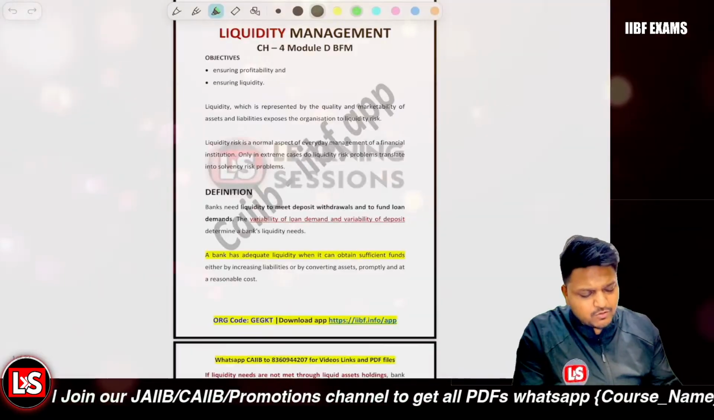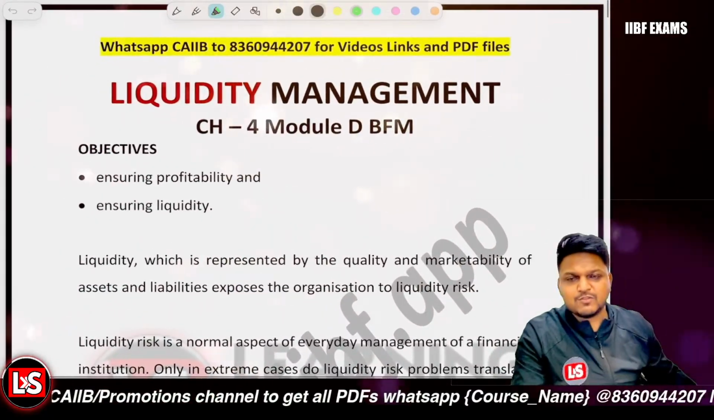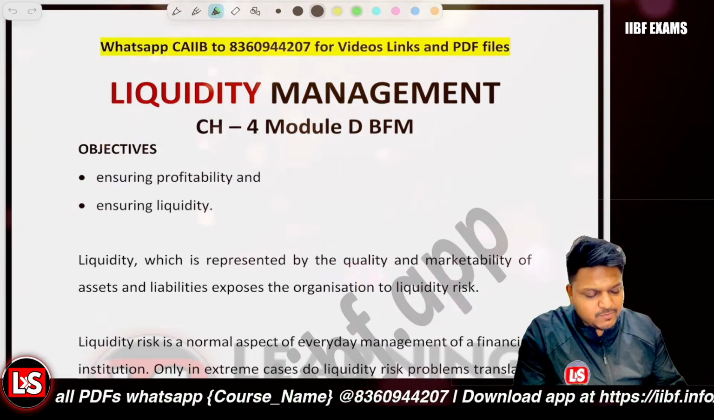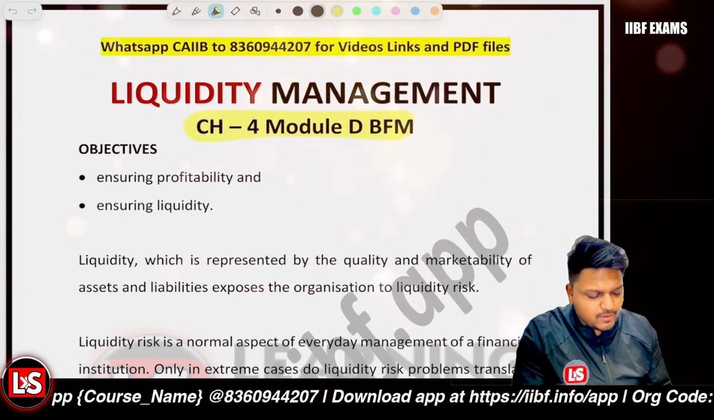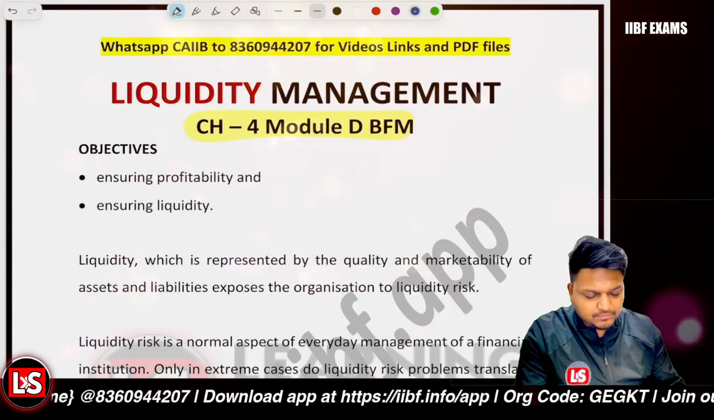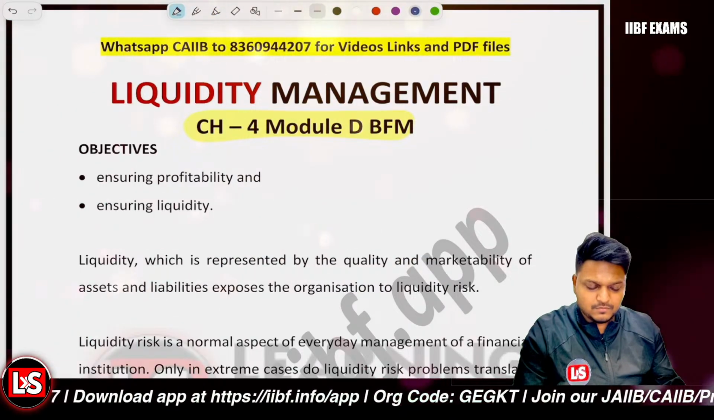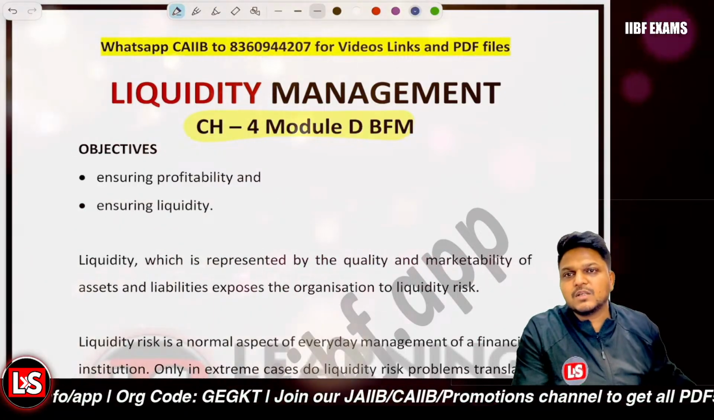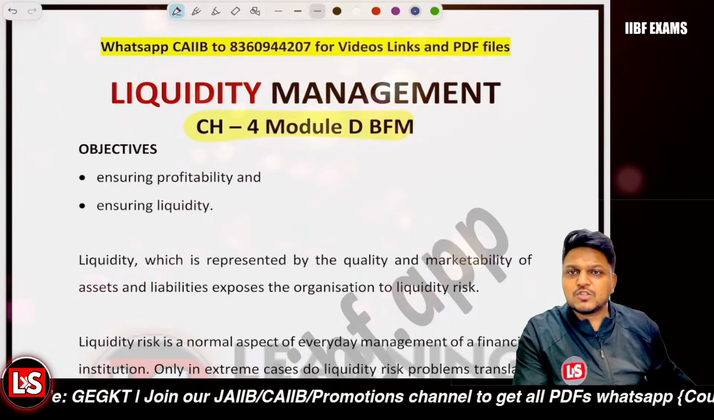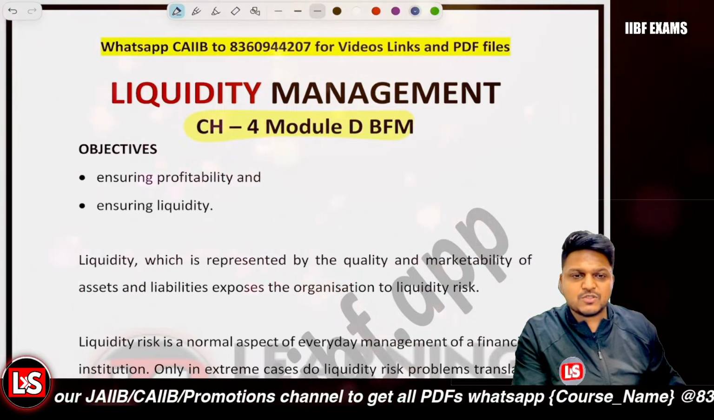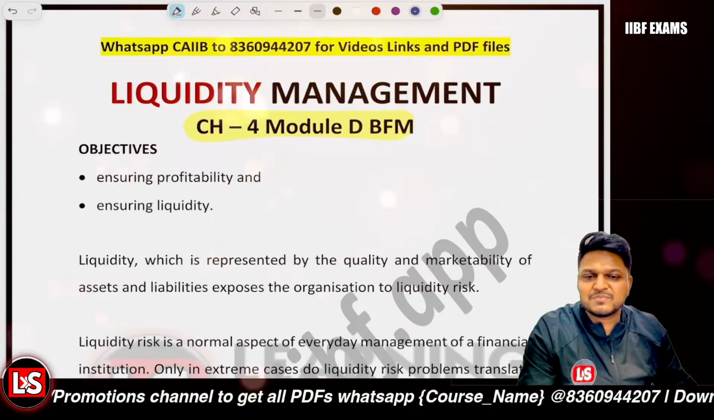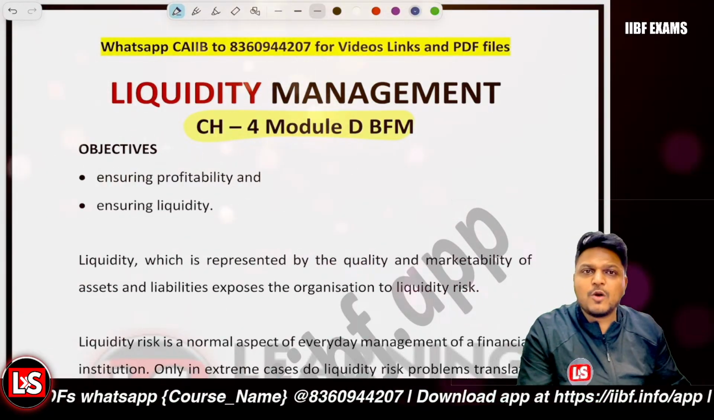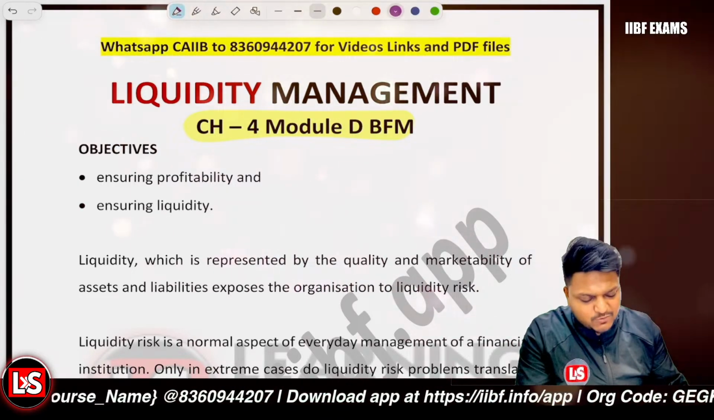The next chapter that we're going to start from module D is related to liquidity management, chapter number 4 from module D of the BFM. So do confirm if you have understood the topics so far from module D so that we can proceed with chapter number 4. Right, so let's start with chapter number 4 from module D, related to liquidity management.